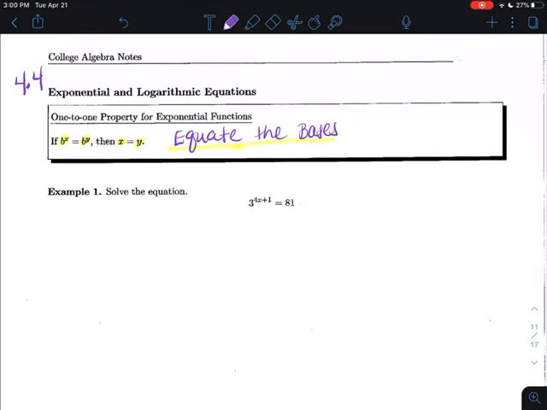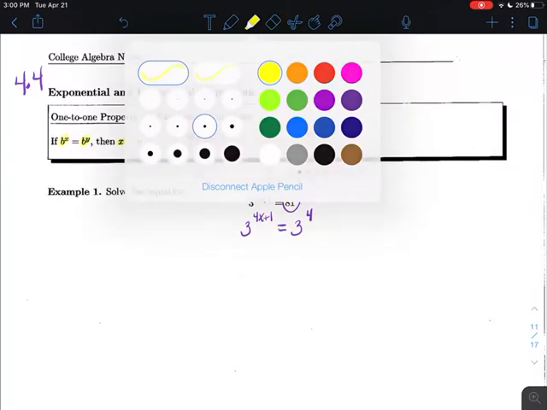So when I look at a problem like example 1, it says solve 3 raised to the 4x plus 1 power equals 81. My goal is to get x by itself. In order for me to get that x out of the exponent, I'm going to have to equate the bases. On the left side, I have 3 raised to the 4x plus 1. On the right side, I can rewrite 81 using the base 3. 3 raised to the 4th power equals 81. So I just rewrote 81 as 3 to the 4th power.